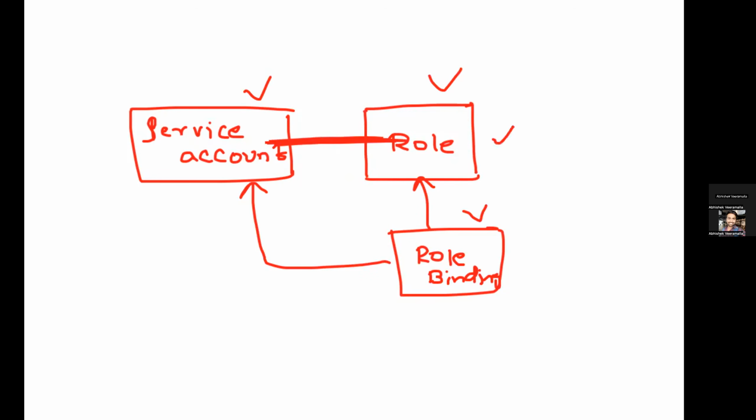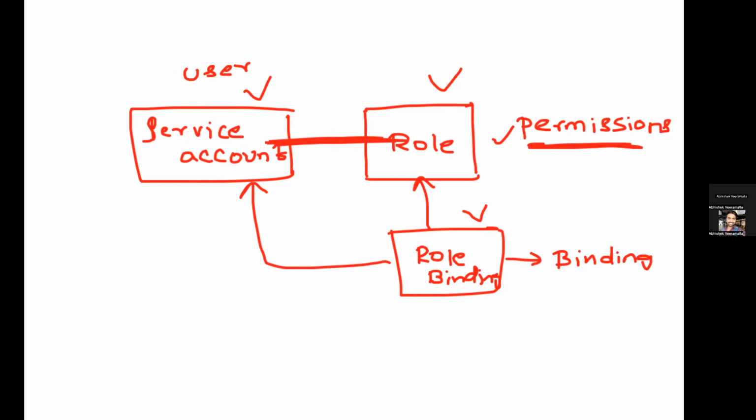Without having a role, just having a role binding, you are not binding your service account with any permissions. So simply, the role will take care of permissions, this will be taking care of users, creating user management, and this will take care of binding the permissions to users. Okay, binding permissions to user. So this is the concept of Kubernetes RBAC.